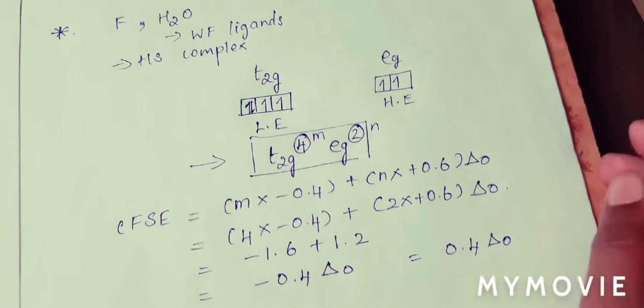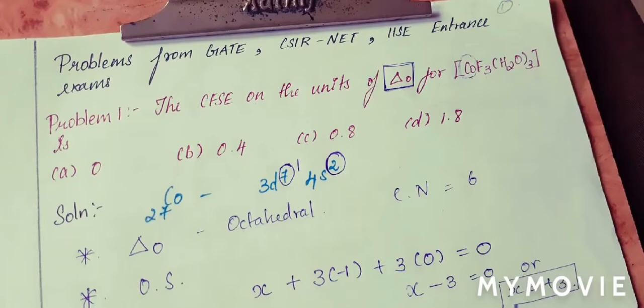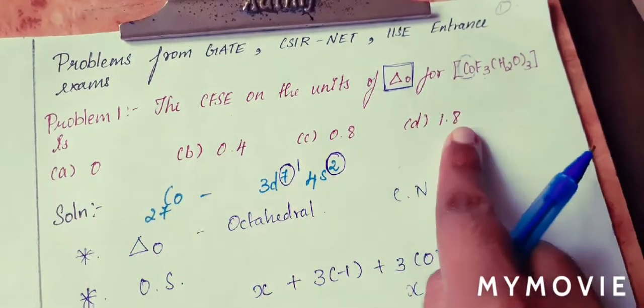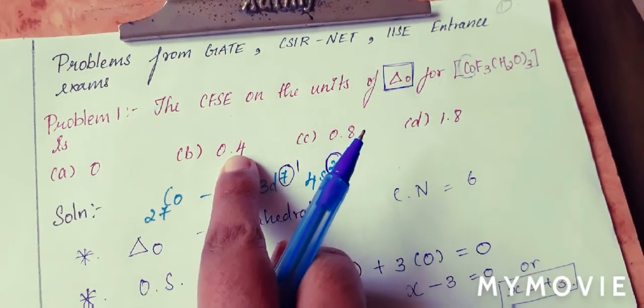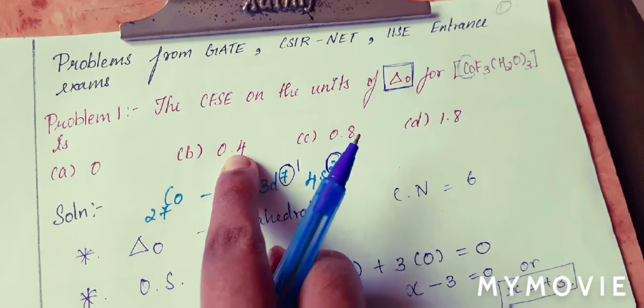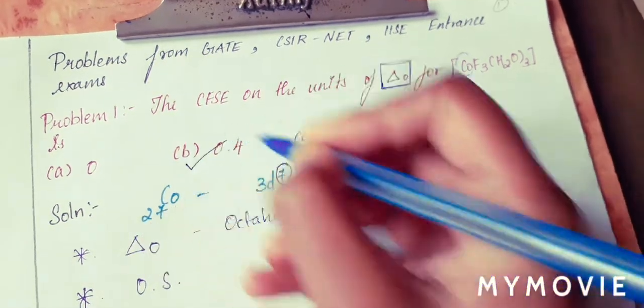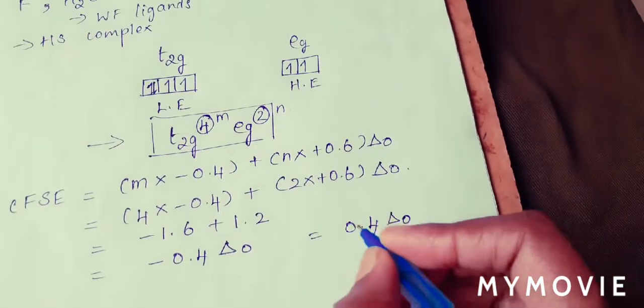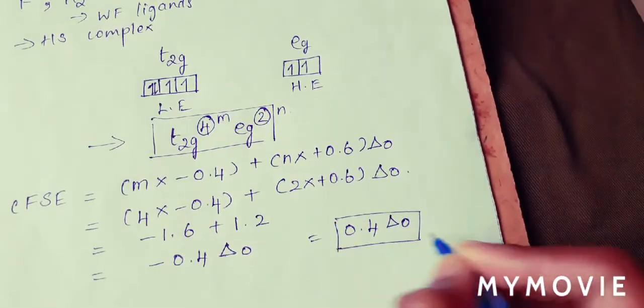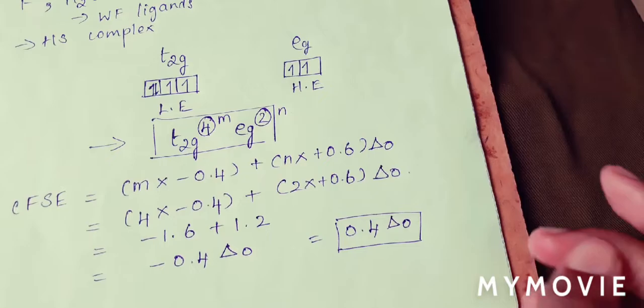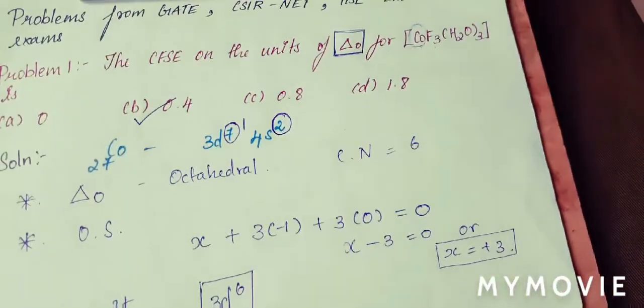So let's look into the options: A, B, C and D. B is 0.4. So the correct answer is going to be 0.4, which we have arrived at ultimately. I hope all of you understood the first problem. Let's move on to the second problem.